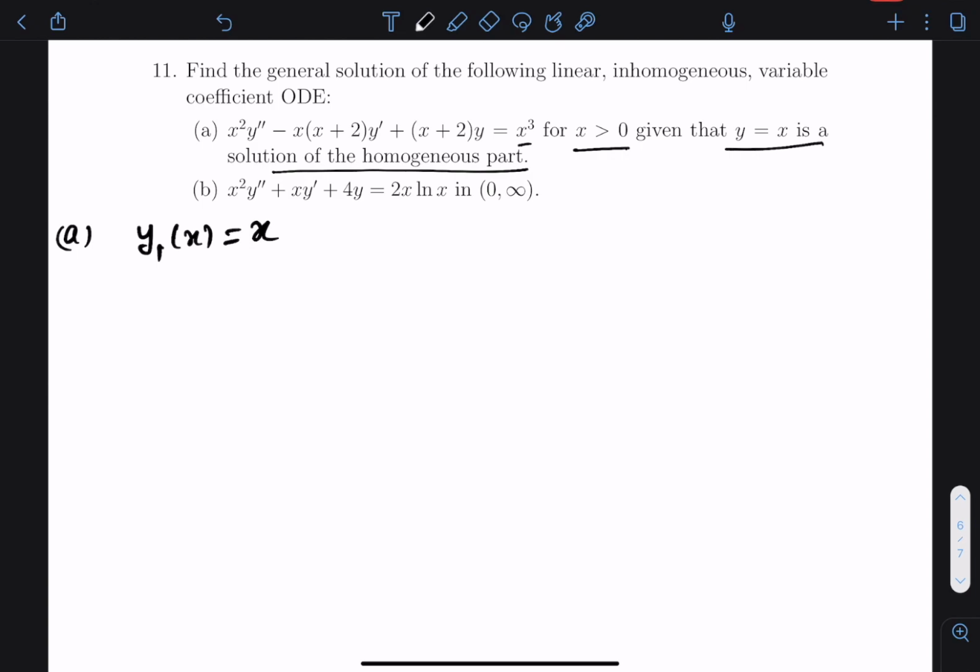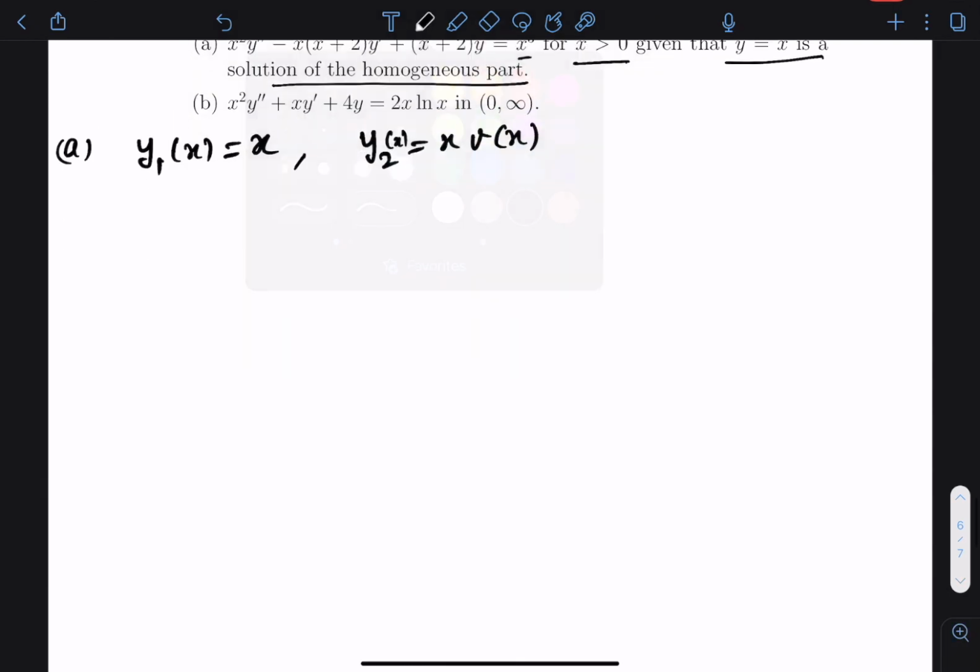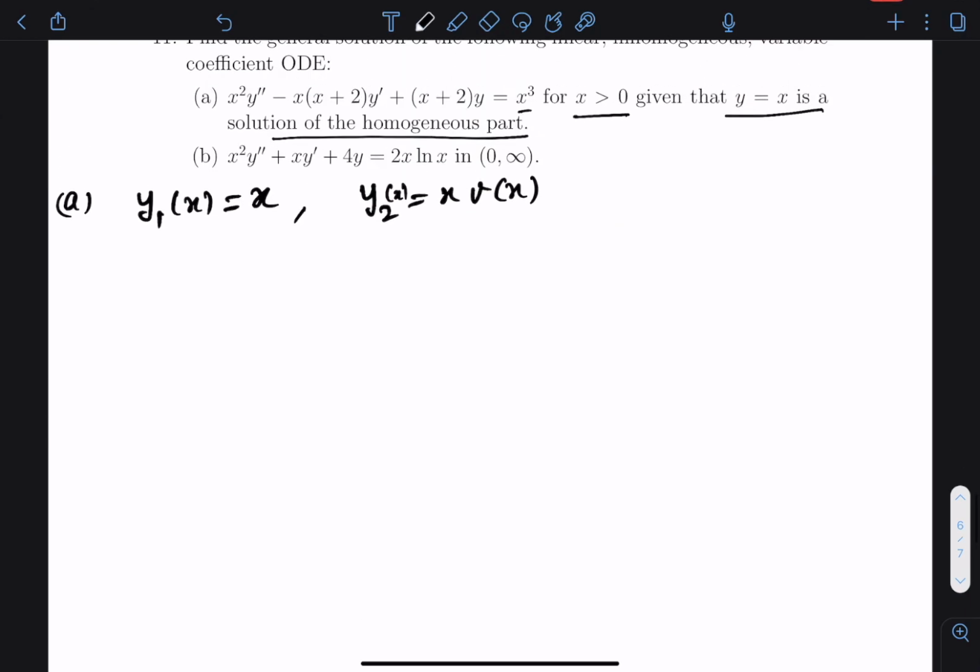Now we use the reduction of order technique to find the solution y2 of x, which is x v(x). So we have to find a v such that y2 is also a solution of the homogeneous part of this equation.